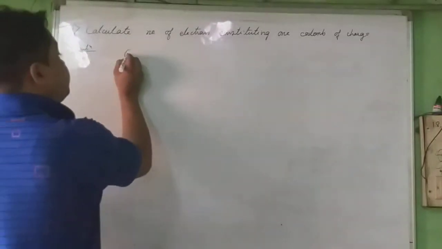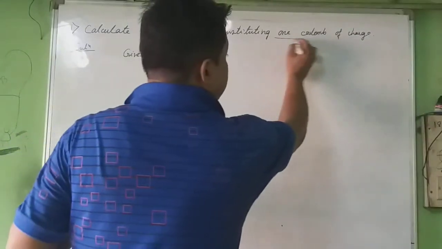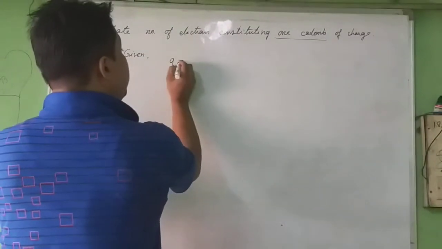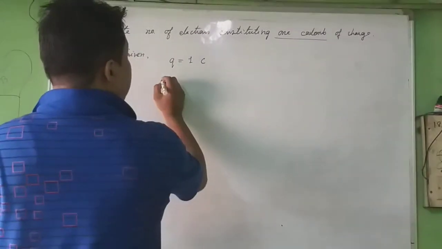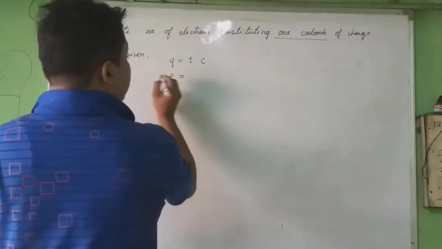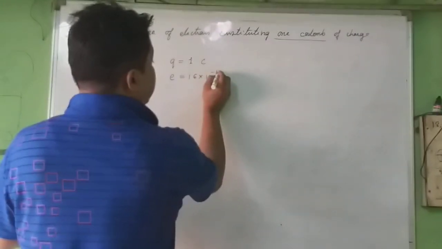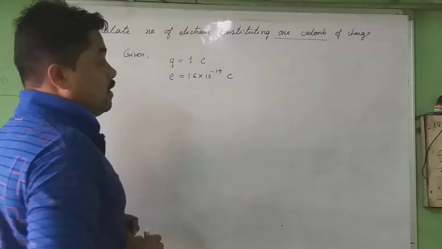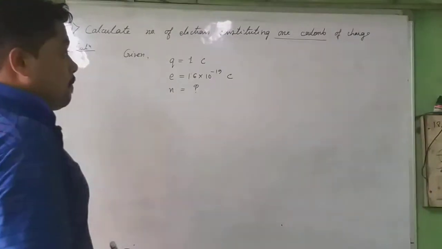So, given: charge is 1 coulomb, Q is equal to 1 C. And we know that the charge of an electron, E, is 1.6 into 10 to the power minus 19 coulomb, and the number of charges N is question mark.